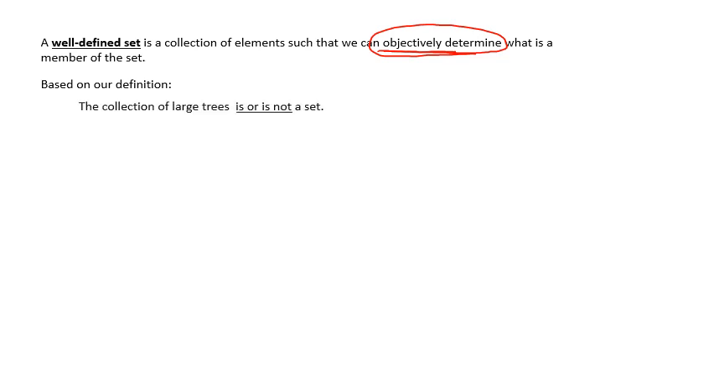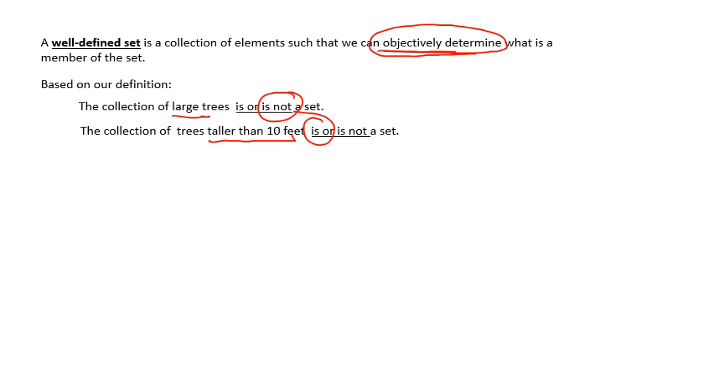would you consider the collection of large trees to be a set? The word large is not well defined. Does large mean 9 feet, 10 feet, 100 feet? We don't know. So this is not a set. The collection of trees taller than 10 feet. Is this a set or not? Well, being taller than 10 feet is something we can measure. So yes, this is well defined. And so it is a set.